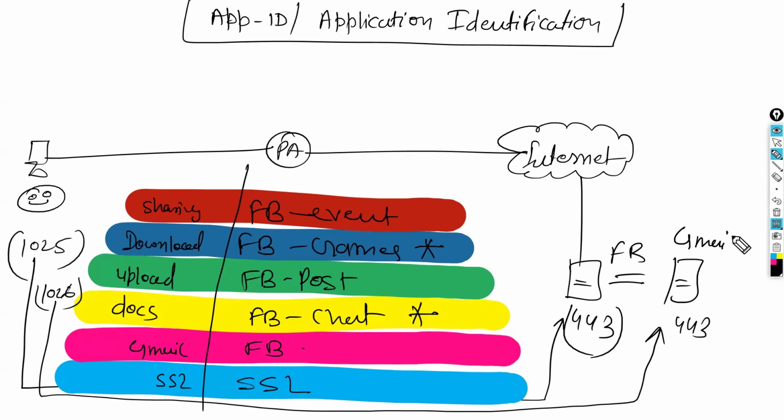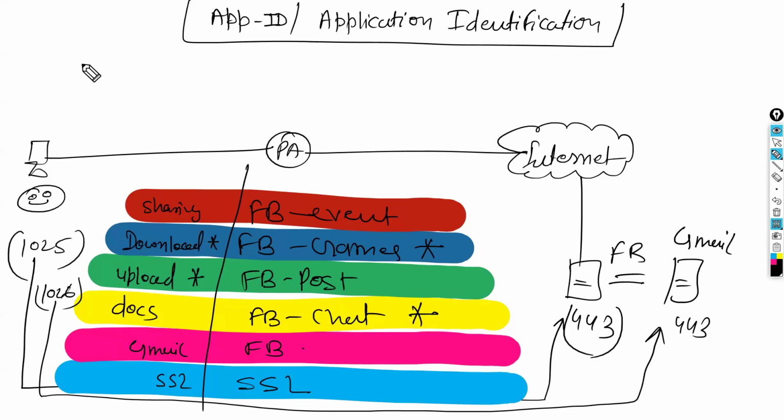Now, the same thing you can do with Gmail. You can allow SSL, you can allow Gmail, you can allow Google Docs. But what we can do is block Docs upload and block Google Docs download. So these things can be done with the help of App ID. Now the question is, what is this App ID? Because this thing was invented by Palo Alto, I will refer to the documentation as mentioned by them.